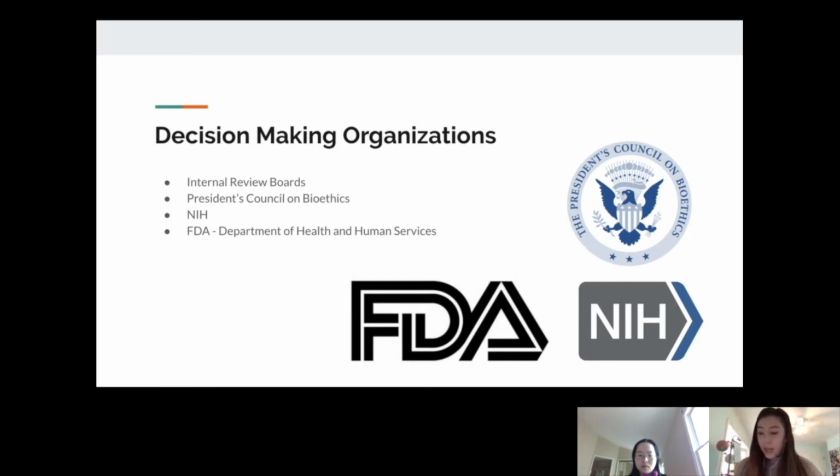Then the FDA provides broad ethical guidelines for any product that's making its way into the consumer market or clinical trial phases. And there are also, from time to time, appointed bioethical councils in the government, such as the President's Council on Bioethics during the Bush administration. So these are generally made when there are big bioethical decisions that arise and don't usually stay around for a very long time.